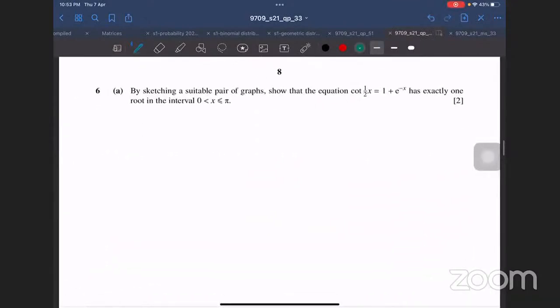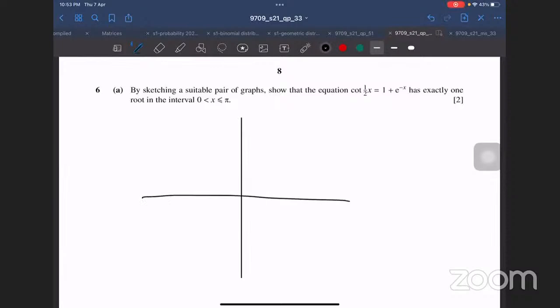Okay. This says by sketching a suitable pair of graphs, show that the equation has exactly one root in the interval x from 0 to pi. So I'm going to make a rough sketch. This can't be exact since I don't have a ruler on this. Okay, so let's mark this as pi over 2, and that is pi. The graph of cot x looks something like this. Okay, it goes to infinity at pi.